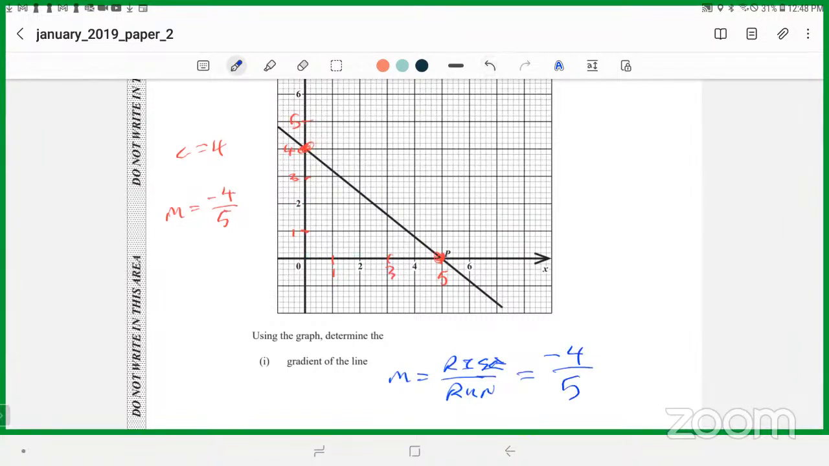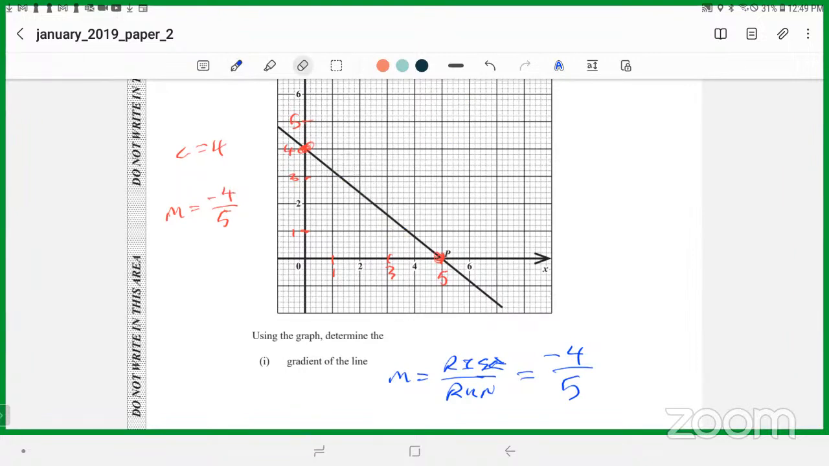Now the gradient has to be negative because, going from left to right, it's sloping down. So if you made a calculation and got 4 over 5, you know you made a mistake because the gradient has to be negative. That's why we did the thing in class about looking at the line to know whether the gradient is positive or negative. Going from left to right, if you're going down, that's a negative gradient. Going up, that's a positive gradient.